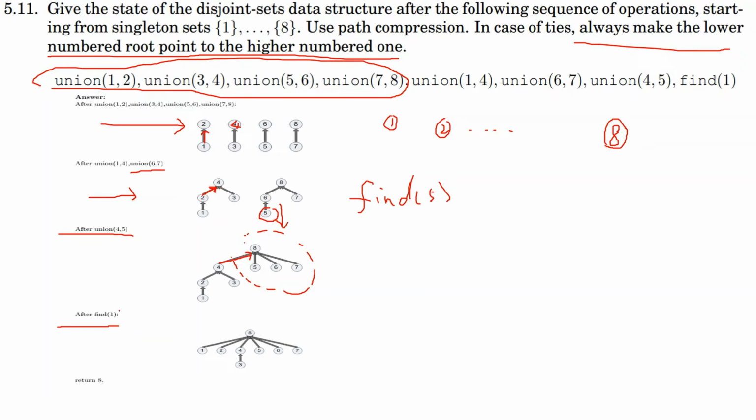And then the last operation is to find 1. The result is 8. So when you are finding 1 and you do path compression, 2 will be pointing to 8, and 1 will also be pointing to 8. But as I said, if you follow the textbook and you have this, it's also correct. Okay. Do you have any questions? So if we follow the textbook, it might look like this.